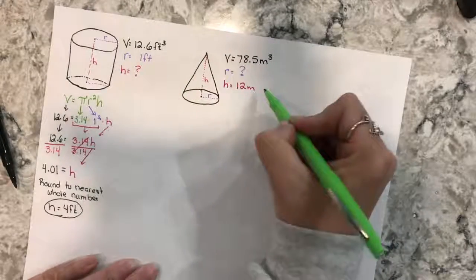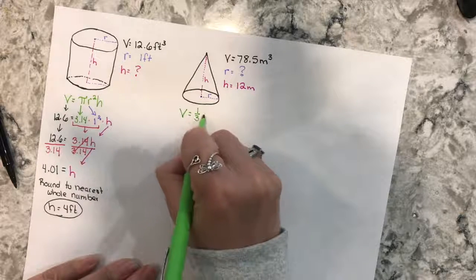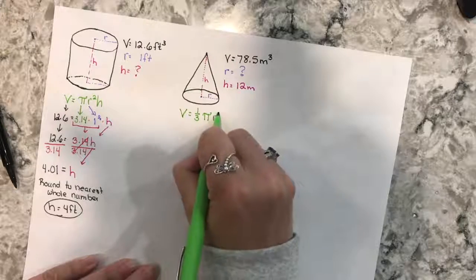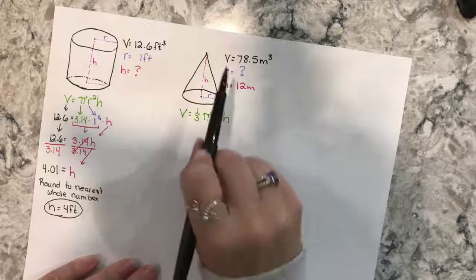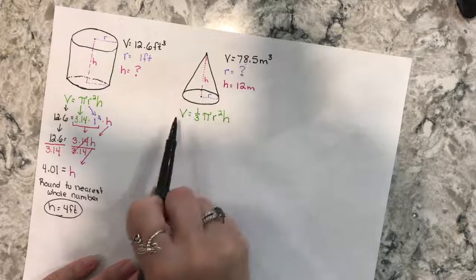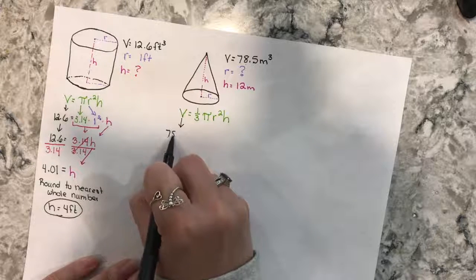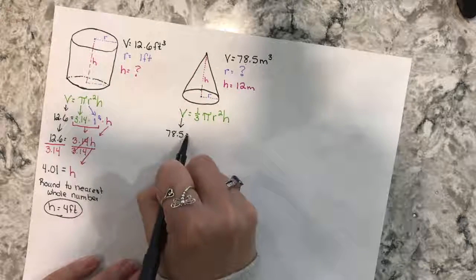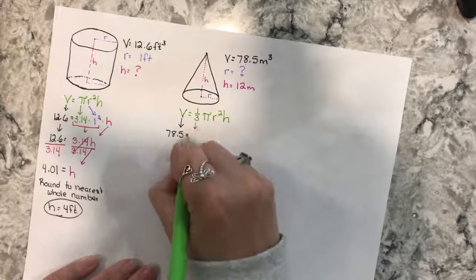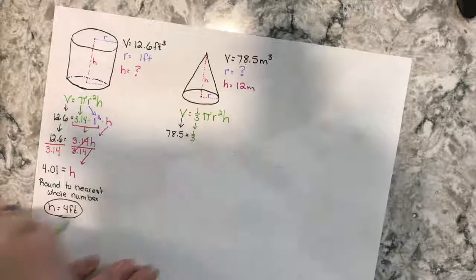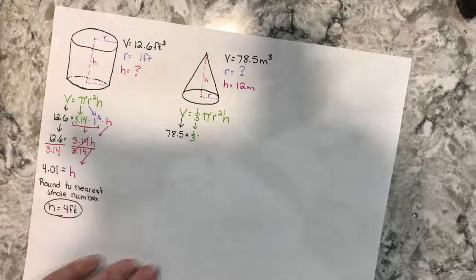Now because a cone is 1/3 of a cylinder, the volume equals 1/3 of the cylinder. So 1/3 pi r squared h. And again, we're just going to fill in what we know. Our volume is 78.5, not cubed, just 78.5. We don't do anything with the 1/3 quite yet, so we just carry that down. And our pi is rounded to 3.14.